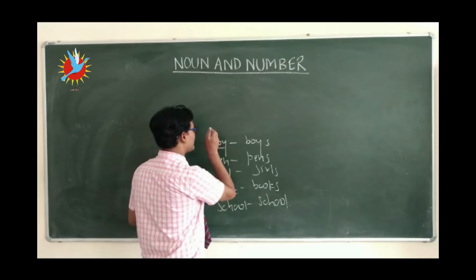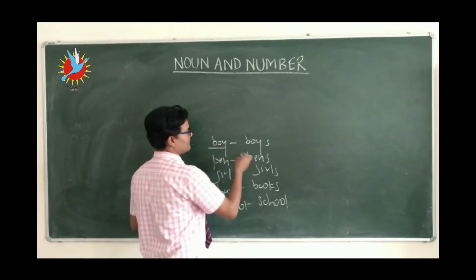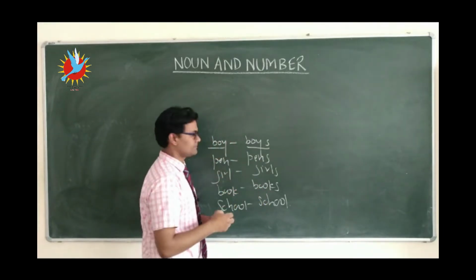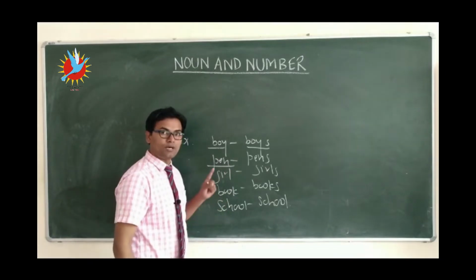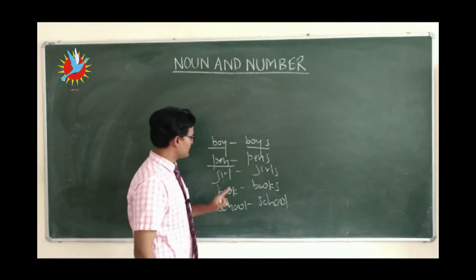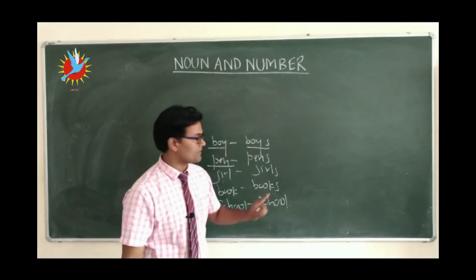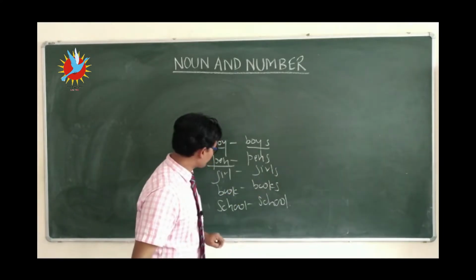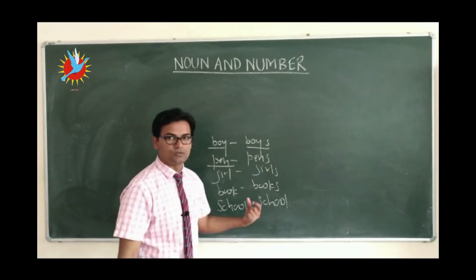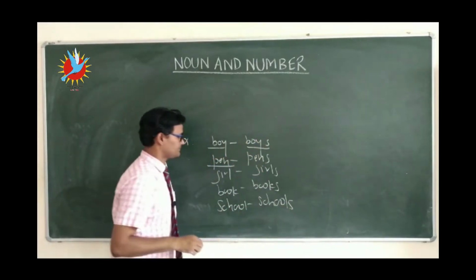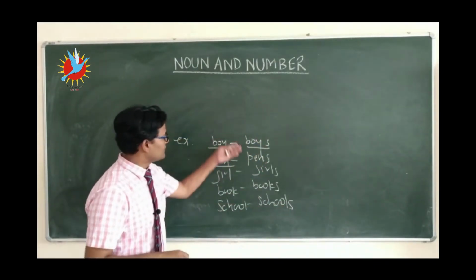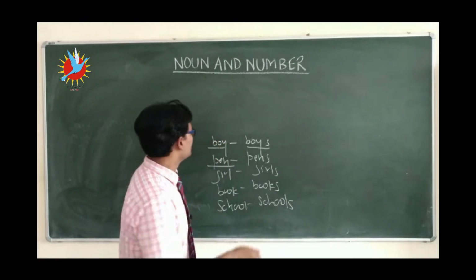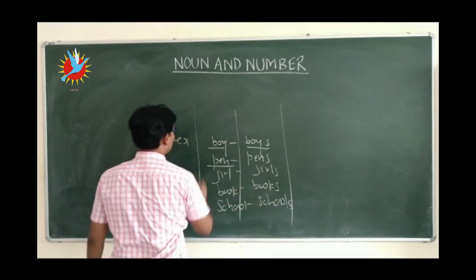Here I'm talking about one noun, boy, and here boys more than one. Same way, pen, one pen, pens more than one pen. Girl, I'm talking about one girl, and here I'm talking about more than one girl. Girls. Okay, book, books, school, schools. So based on these examples, I can say that there are two types of number: singular number and plural number.